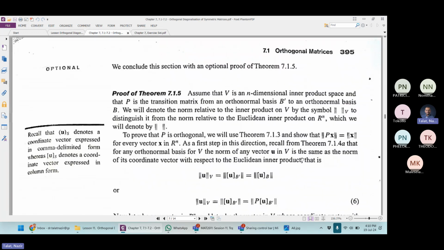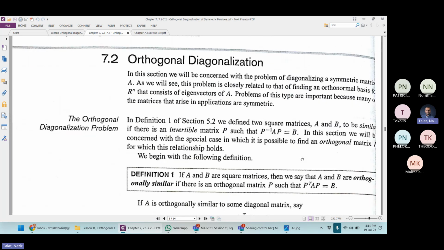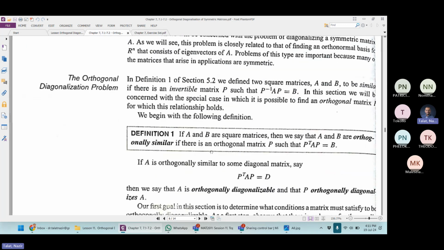Now we come to the next topic, which is orthogonal diagonalization. This is an interesting and important diagonalization, before we see the diagonalization of a matrix. What happens if you have a square matrix A which is orthogonal? We can see some useful results. The first definition is: if A and B are square matrices, then we say that A and B are orthogonally similar to each other if there is an orthogonal matrix P such that P transpose AP is equal to B.